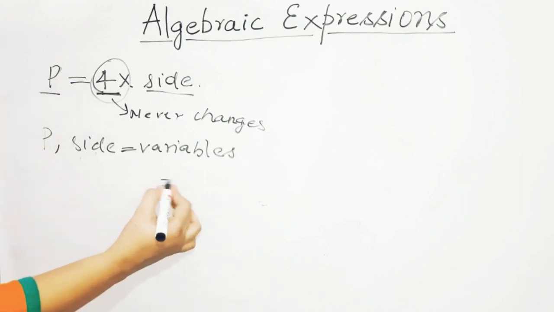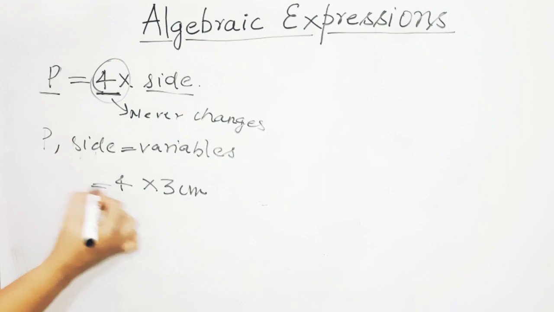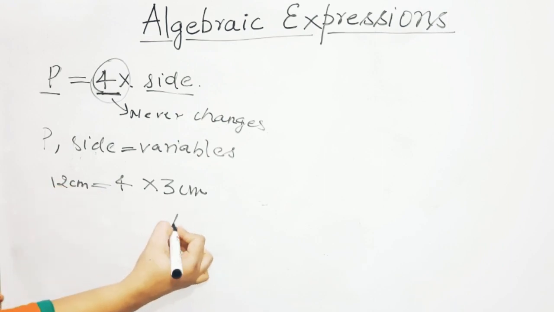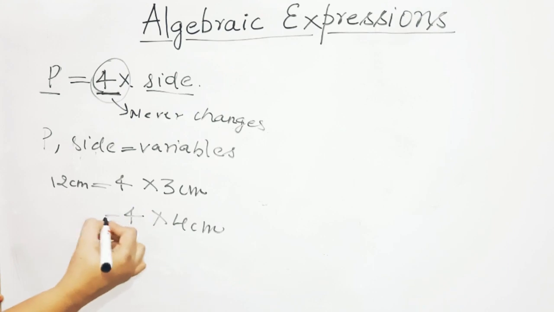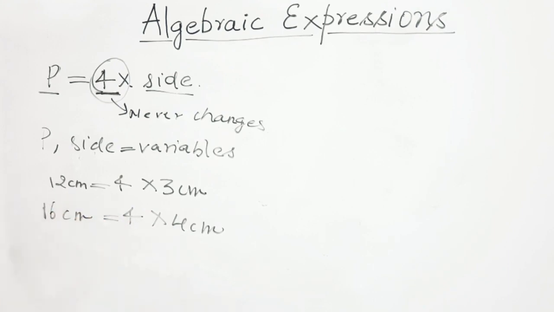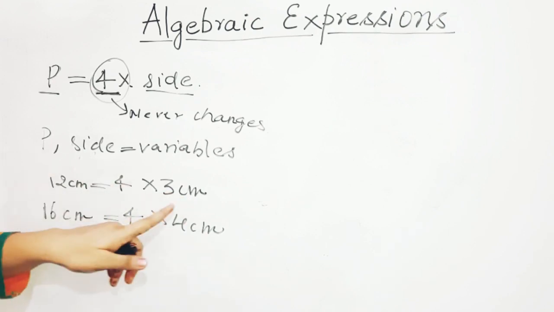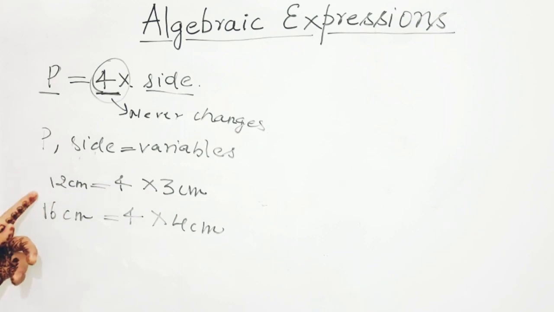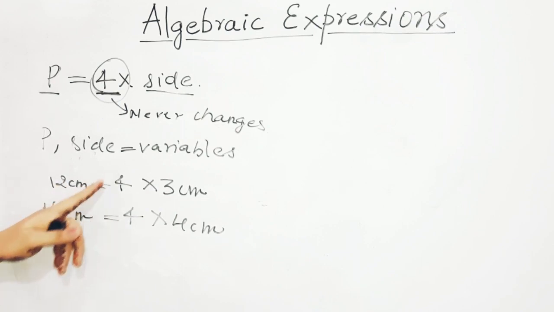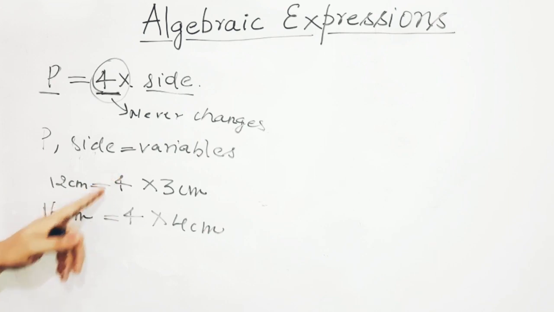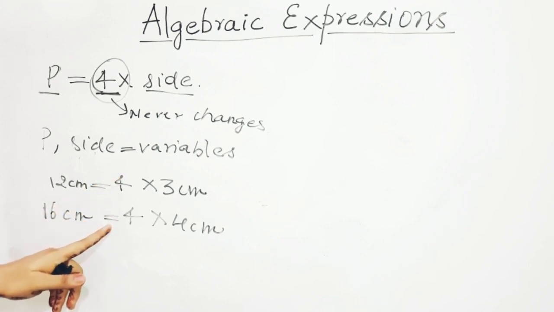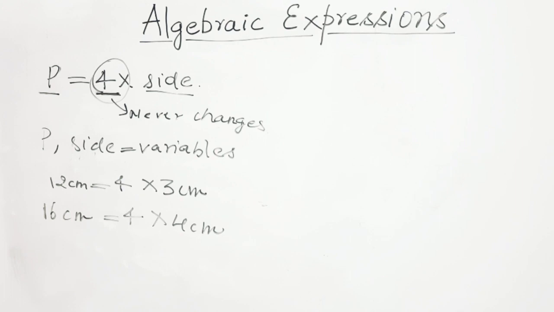For example, a square having a 3 centimeter side, its perimeter will be 12 centimeter. A square having 4 centimeter as side, its perimeter will be 16 centimeter. So the value of perimeter and the value of side is changing again and again. As per the side, the perimeter is different. But this 4 is always constant, right? So this 4 is a constant in this mathematical expression, and the perimeter and the side are variables. I hope you have understood constant and variable. I will be taking some more examples to explain this.